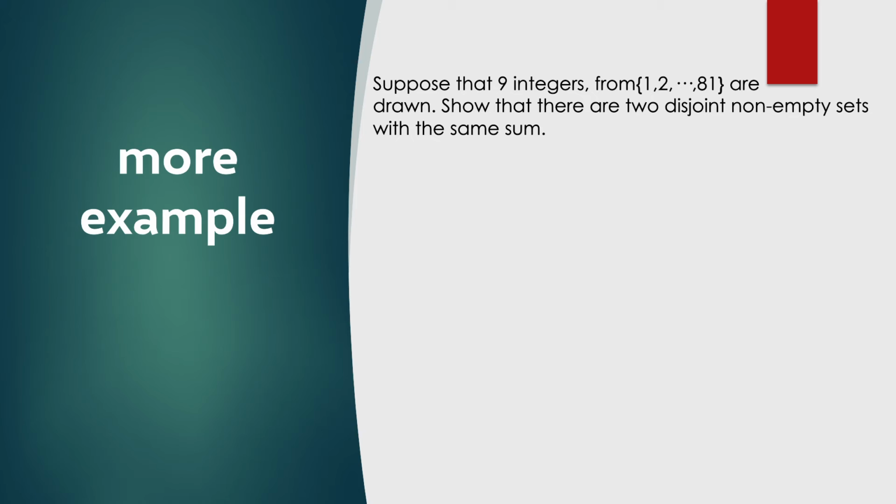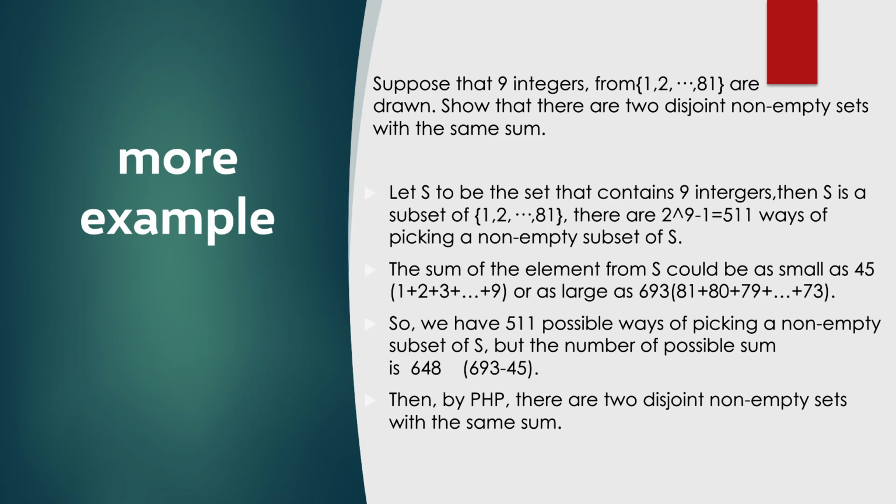Suppose that 9 integers from the set of 1 to 81 are drawn, show that there are 2 disjoint non-empty subsets with the same sum. Let S be the set that contains the 9 integers. Then S is a subset of the numbers from 1 to 81.